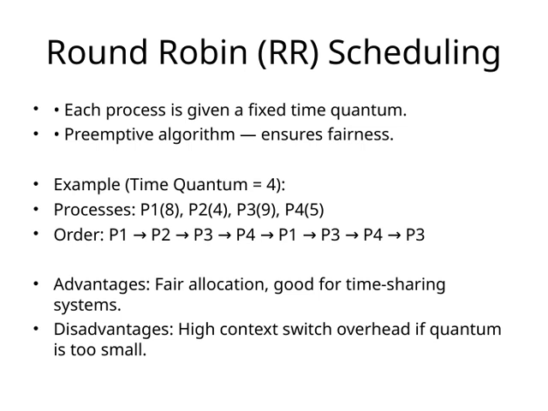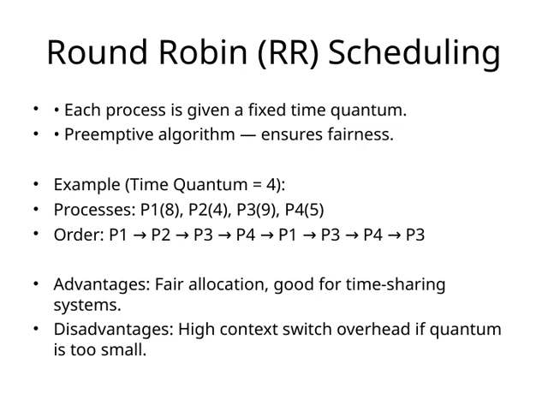For example, imagine we set the time quantum to 4 units. We have 4 processes: P1 with 8 units, P2 with 4, P3 with 9, and P4 with 5. The execution order would be P1, then P2, then P3, then P4, and back to P1, and so on, cycling through them until all are complete.